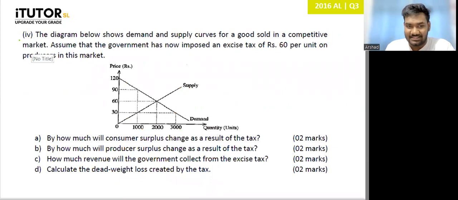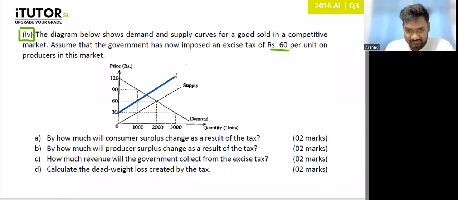Then we come to this. Can you see the questions are getting easy? The diagram below shows the demand and supply curve for a good in a competitive market. Assume the government has now imposed a tax of 60 rupees per unit. By how much will consumer surplus change? First thing that you need to figure out is how do you shift the supply curve? If you figure this out, the question is easy. I'll draw 3 supply curves. I want you to tell me which one is the correct one.